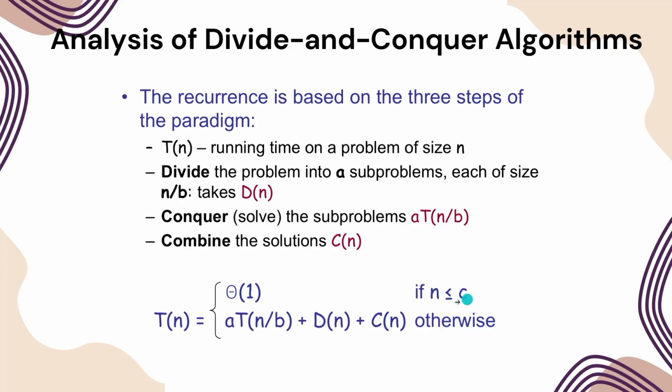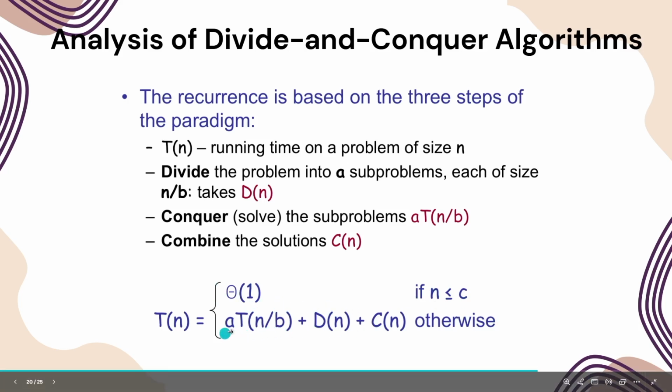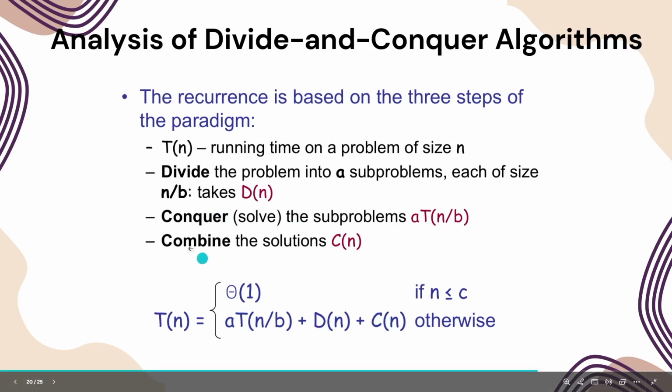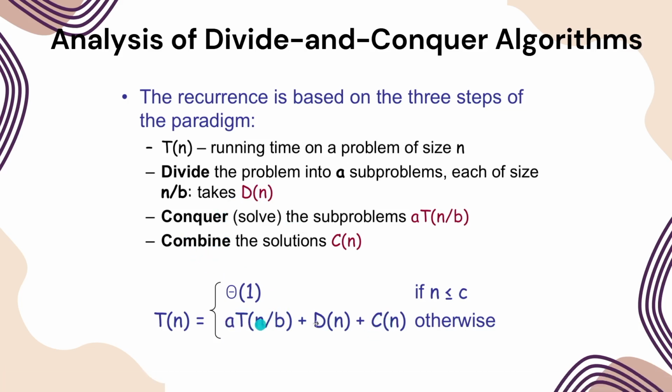When we put all these things together in one equation for running time as T of n, we have the base case: when n is less than c, it is going to take a constant time of order of 1. Otherwise, it is going to take a into T of n by b for each of those conquer steps, plus some time for the divide step and some time for the combine step. All these together have to be summed up.